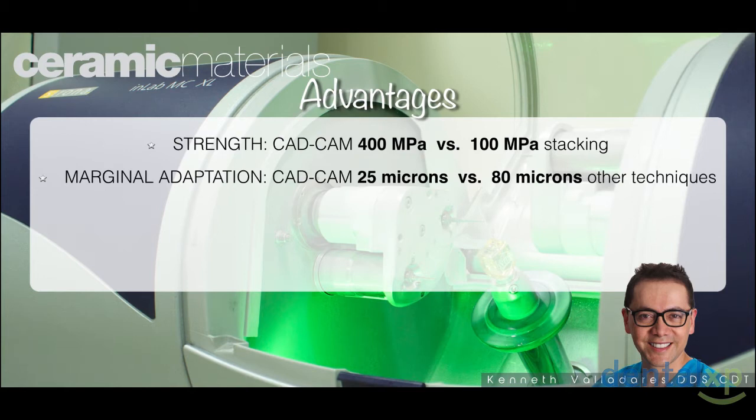Greater marginal adaptation. With CAD/CAM, we only have 25 microns of marginal discrepancy, while other techniques have 80 microns of marginal discrepancy on average. For example, the metal ceramic crowns, which are a traditional type of crowns often used in bridges and also in crowns. The several steps and the complexity of the procedure of metal crowns can create risk of occurring adaptation issues.